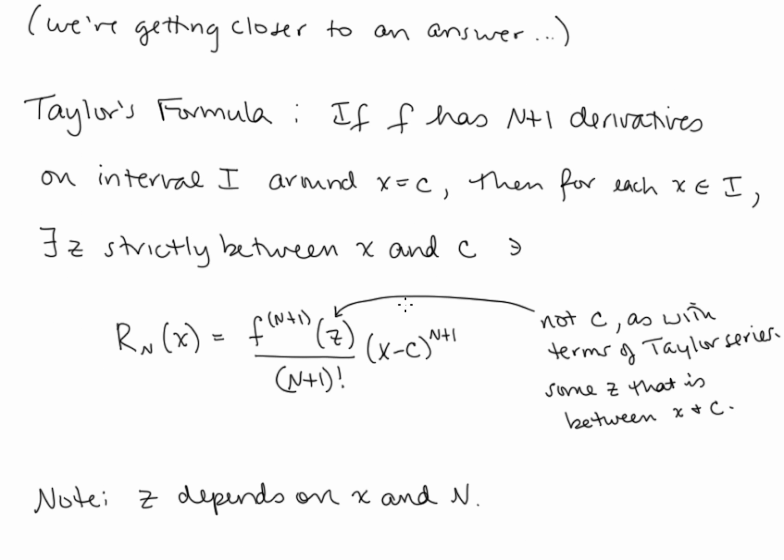So Taylor's formula is saying that r sub n can be represented by one term that looks like a Taylor series term with n plus 1, but it's not evaluating the derivative at x equals c. We're saying that there exists some z for which this is true. And I want you to keep in mind that z depends on x and on n.